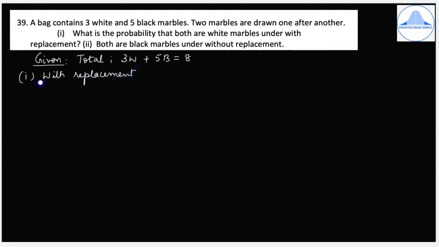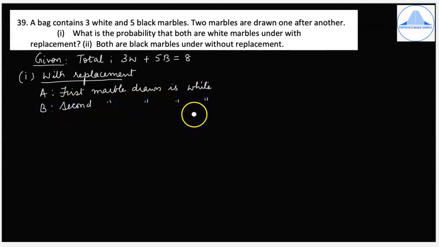So you should find the probability that both the marbles drawn are white in color. So let's define event A as first marble drawn is white, and event B is second marble drawn is white. Please write the entire words. I'm just using the ditto marks to save time.